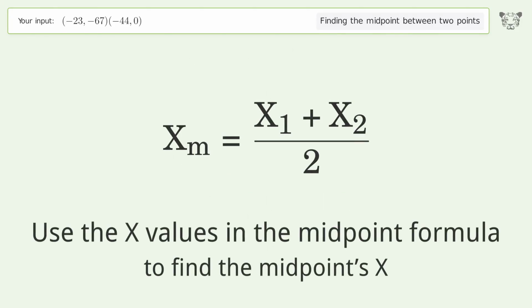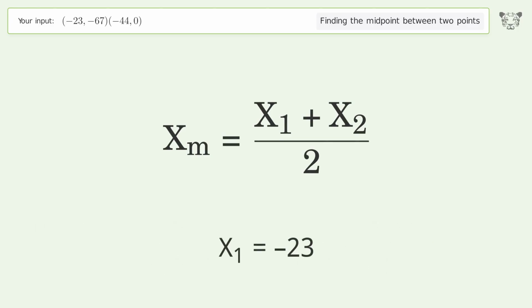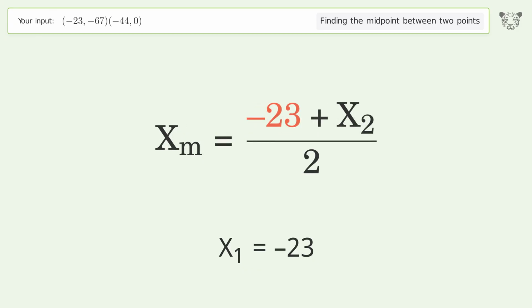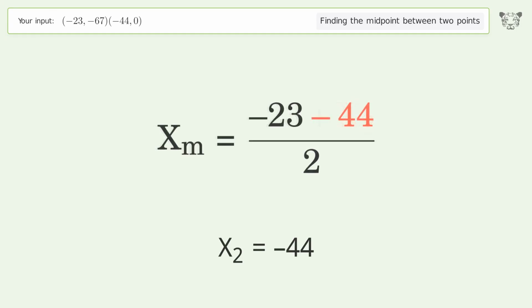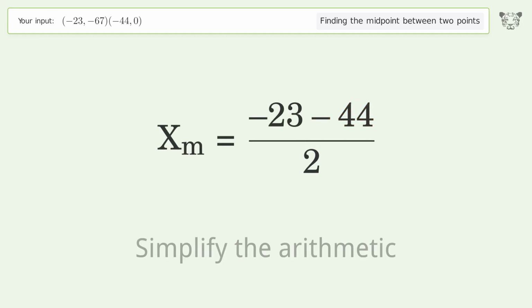Use the x values in the midpoint formula to find the midpoint's x. x1 equals -23. x2 equals -44. Simplify the arithmetic.